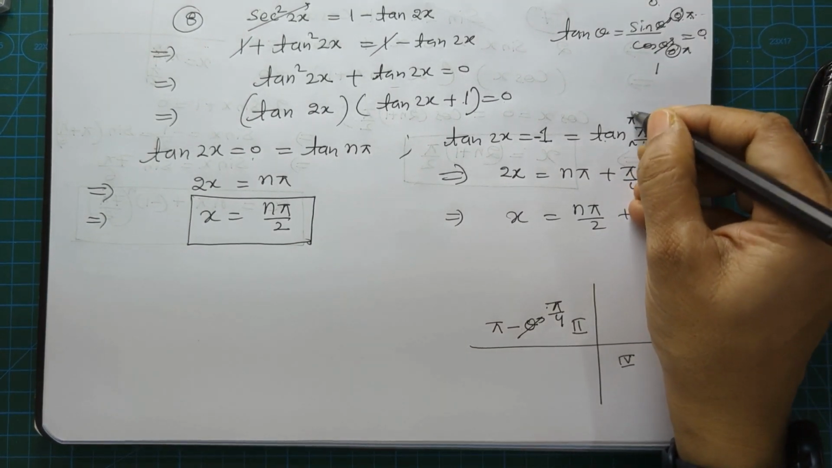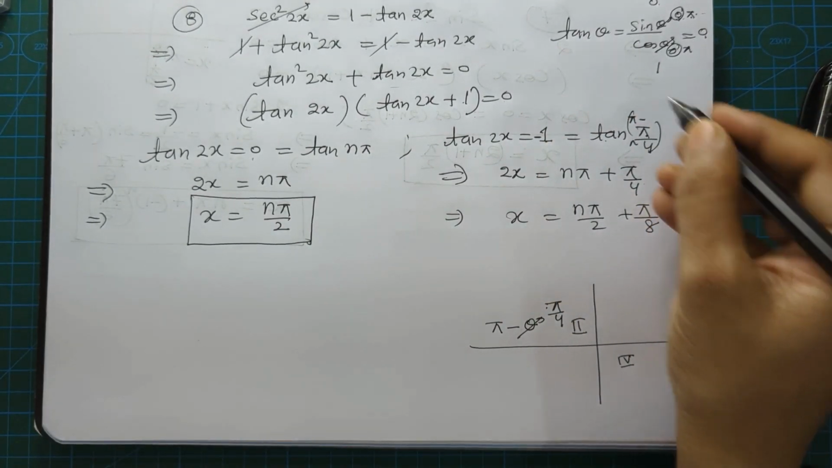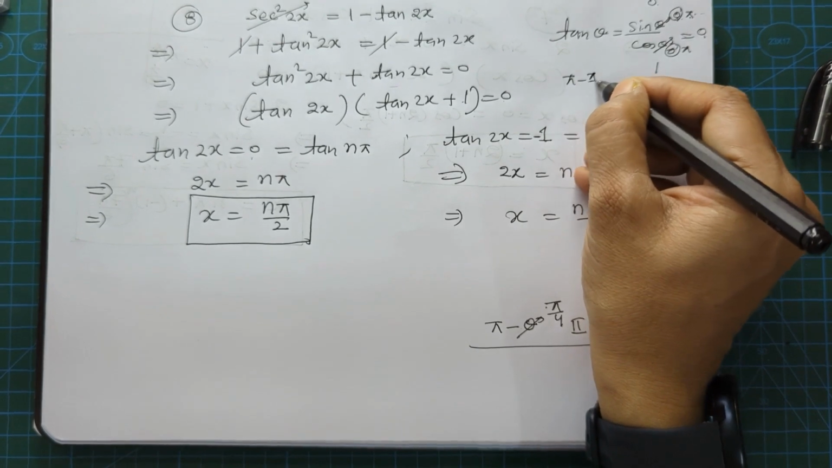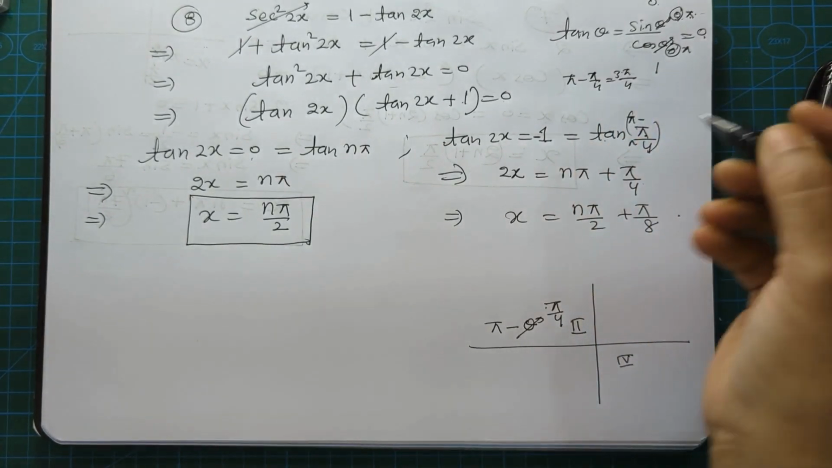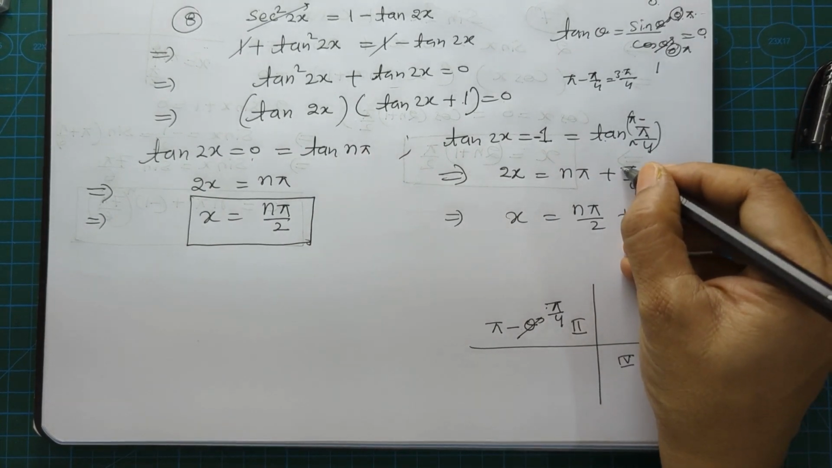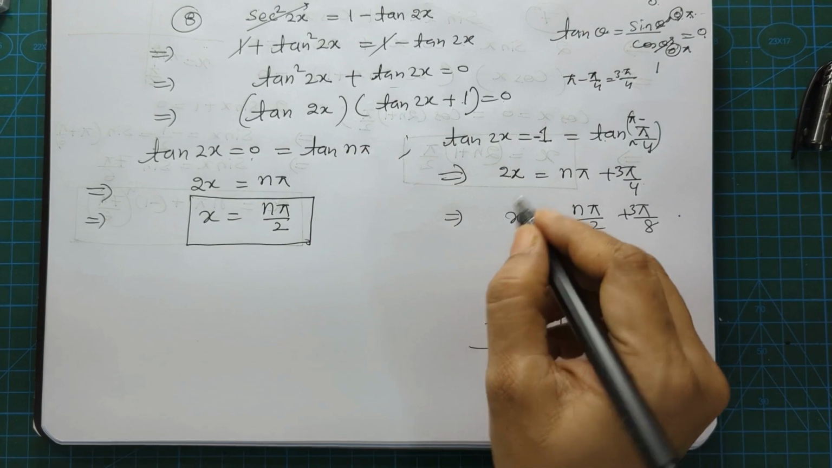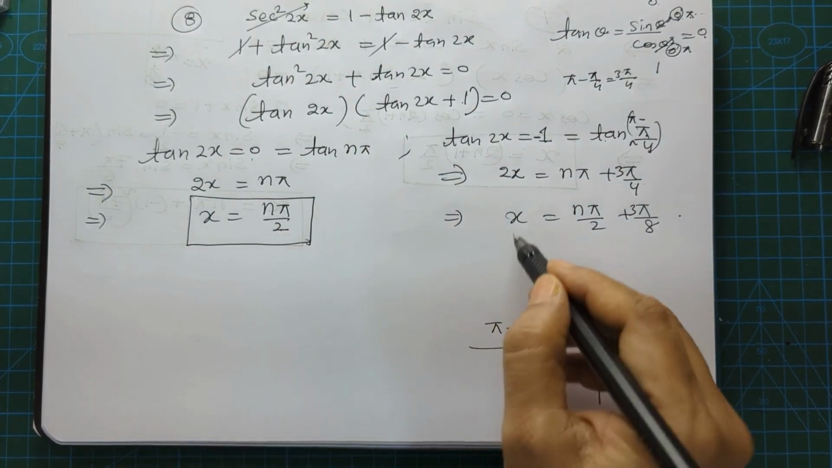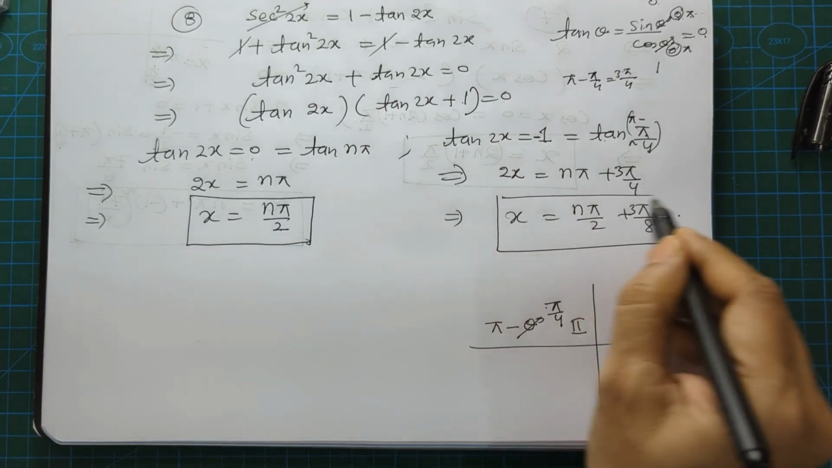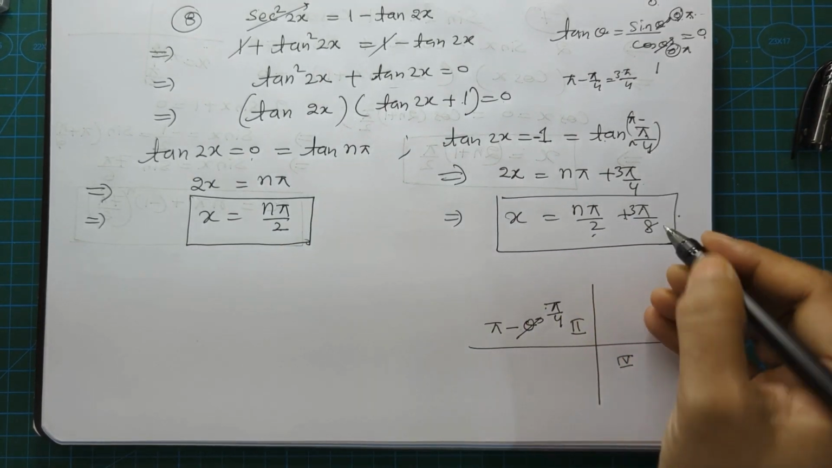Pi minus pi by 4 is a negative 1. So pi minus pi by 4 is 3 pi by 4, done. So this angle is 3 pi by 4. So one of the solutions to this equation is x equal to n pi by 2. Another solution is x equal to n pi by 2 plus 3 pi by 8.